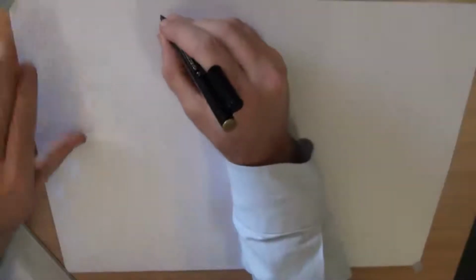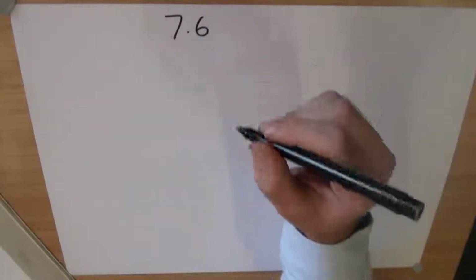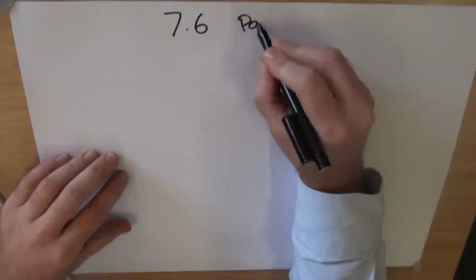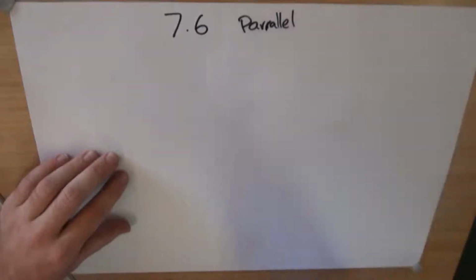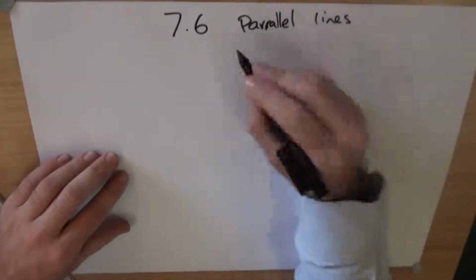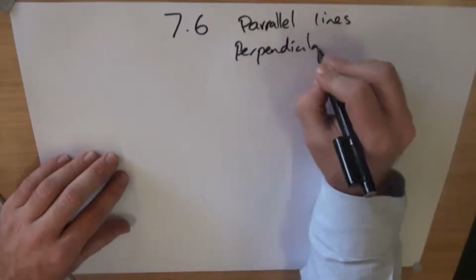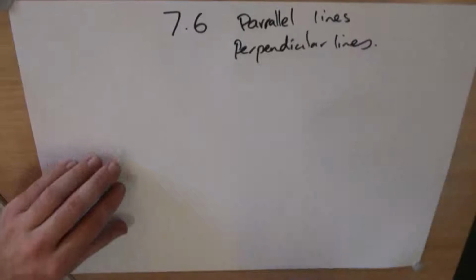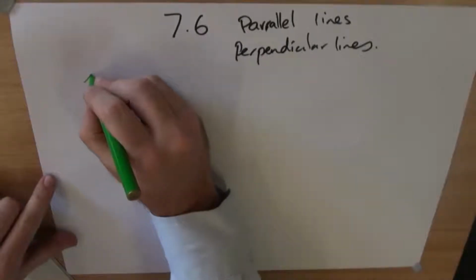Okay, advanced maths, we're now going to do 7.6, which is all about parallel lines. Ooh, double L, no, double R. Parallel lines and perpendicular lines. Okay? Now, with parallel lines and perpendicular lines, there's a few interesting things about them that's going to help you.